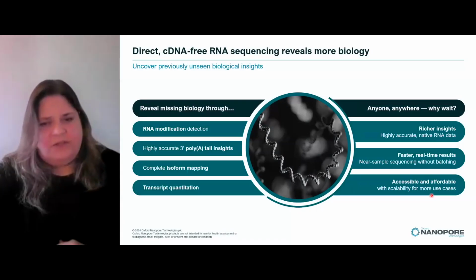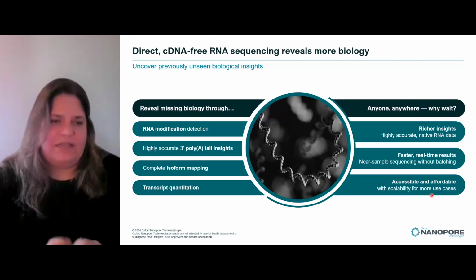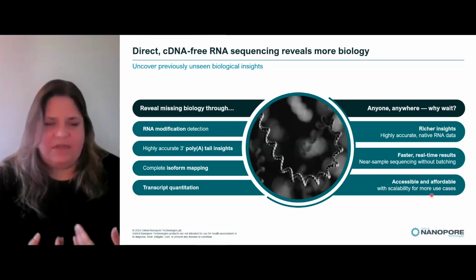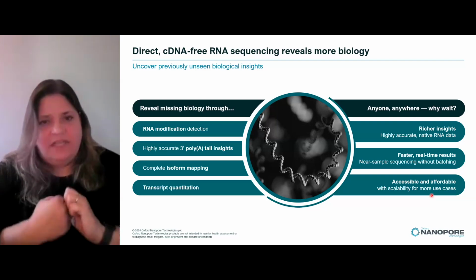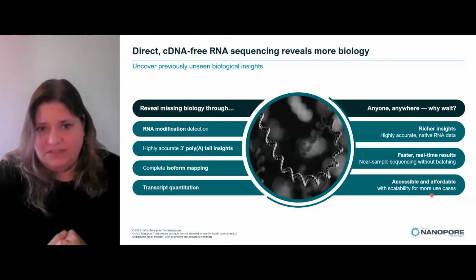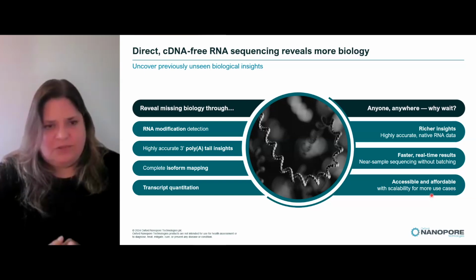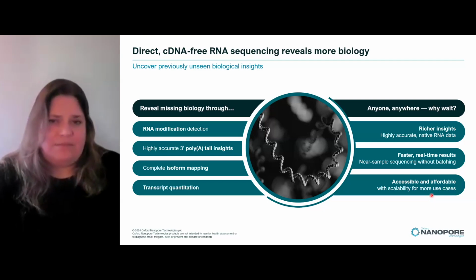So to come back full circle, direct RNA is pretty wonderful because you can get things like RNA modification detection, poly A tail lengths, isoform mapping, transcript quantitation because you don't have PCR bias, gives you much richer insight, even more information than you might want, but you've got it if you want it. It's faster, you get real-time results. You can start pulling your data off the machine immediately and start looking at it and analyzing it if you're very curious, which I usually am. And it's also accessible and affordable. So it's a very powerful tool, but it's very easy to do. And I highly recommend it.